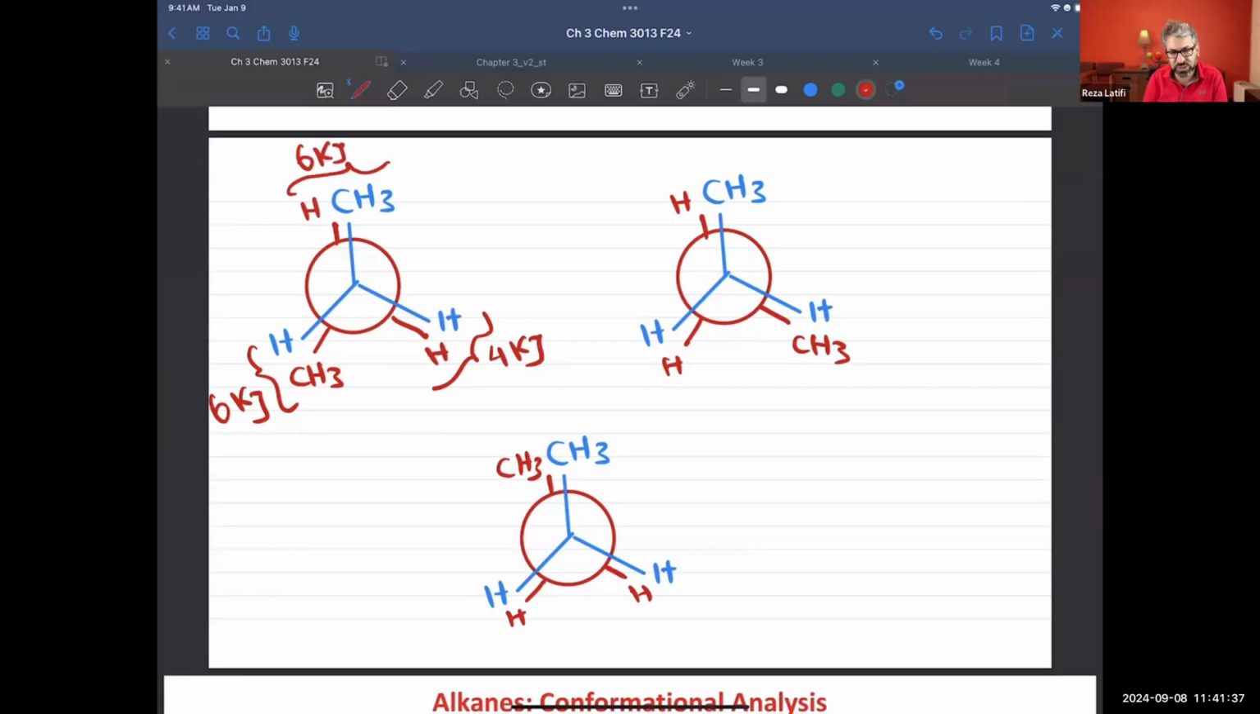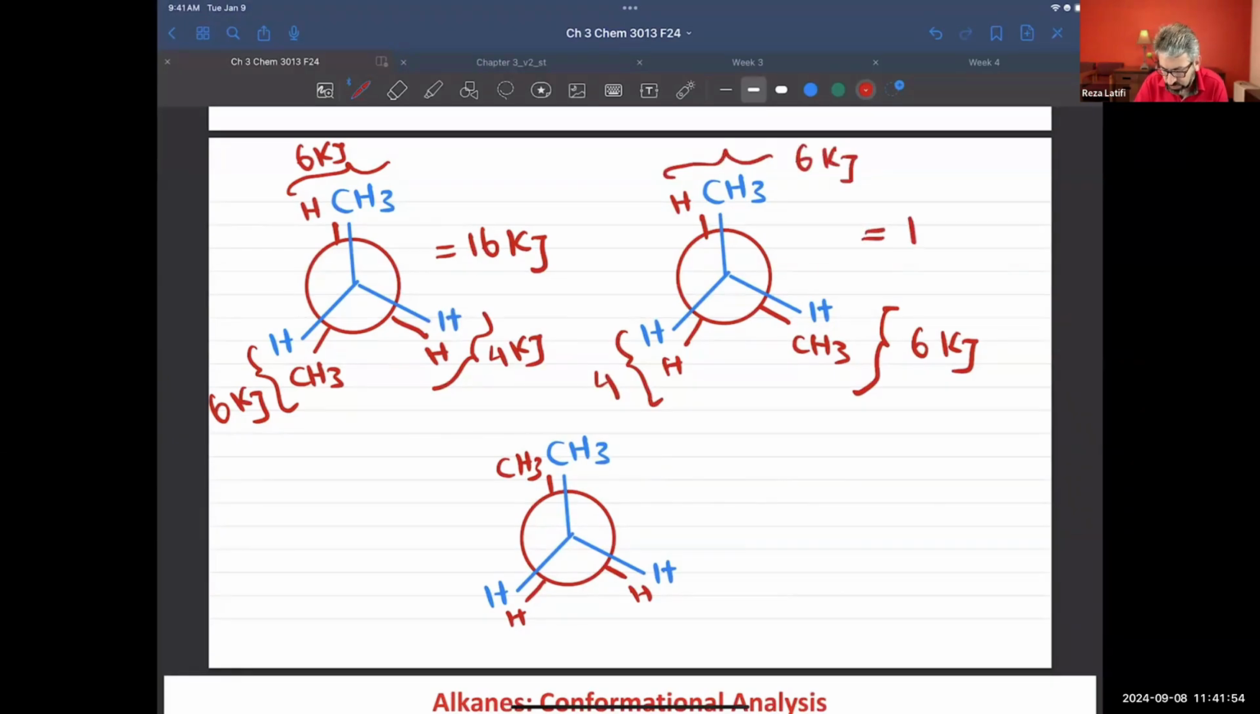So 12 plus 6, that's going to cost us 16 kilojoule. Okay, again, here I go: 6 kilojoule, 4 kilojoule, and that one 6 kilojoule. I got 16 kilojoule. Okay, 16 kilojoule. And what's the difference between them? The difference between them here.